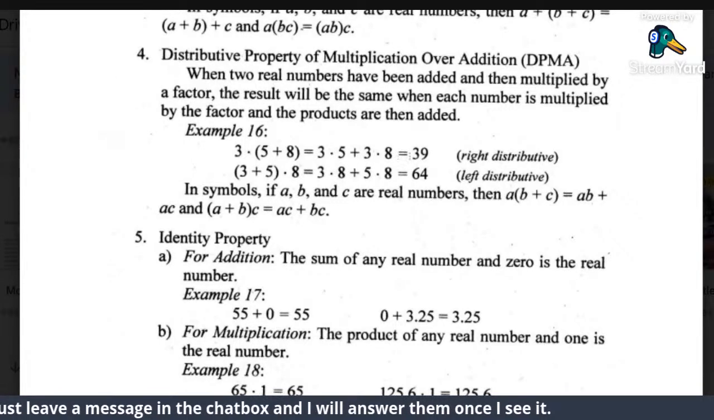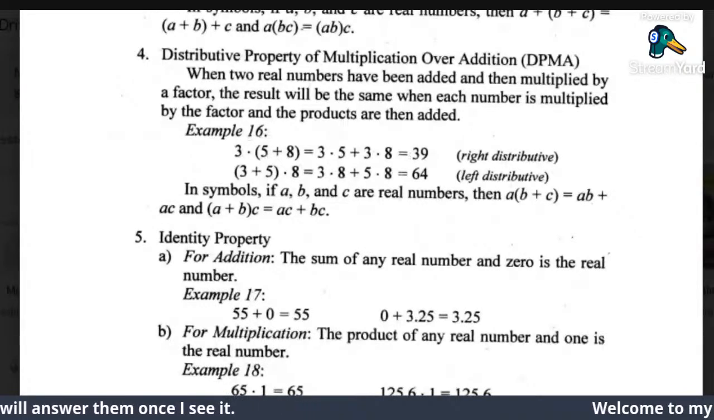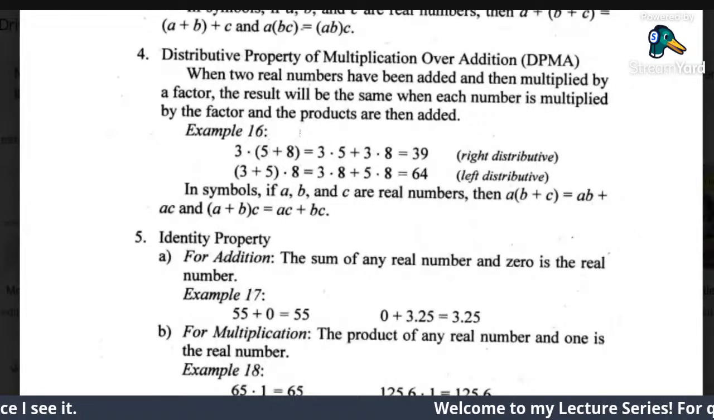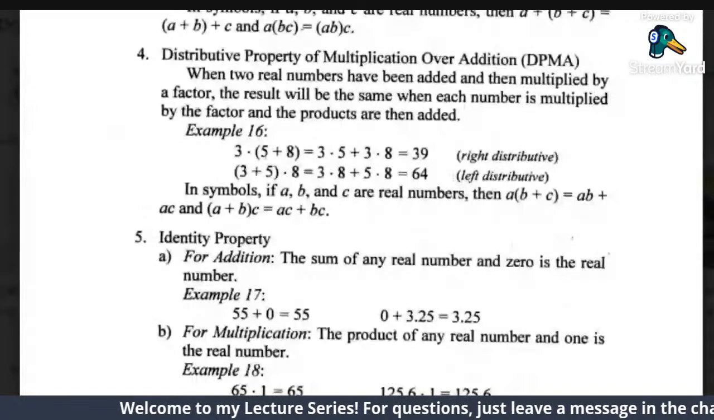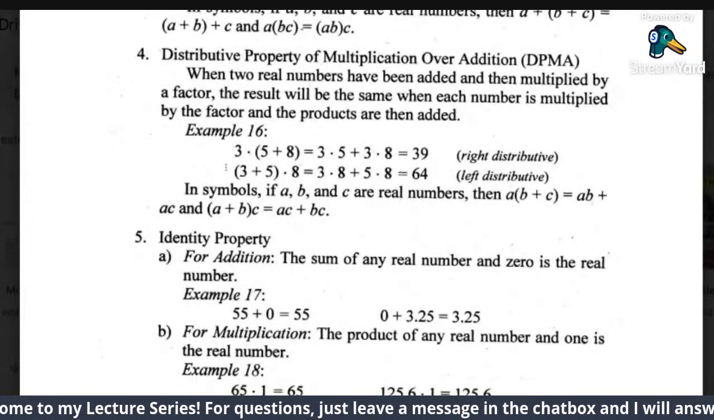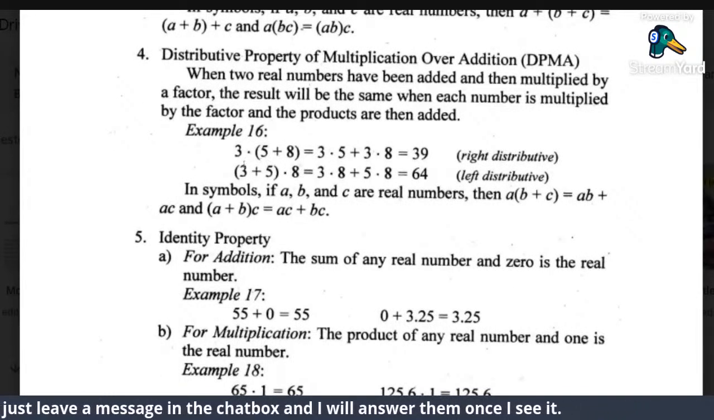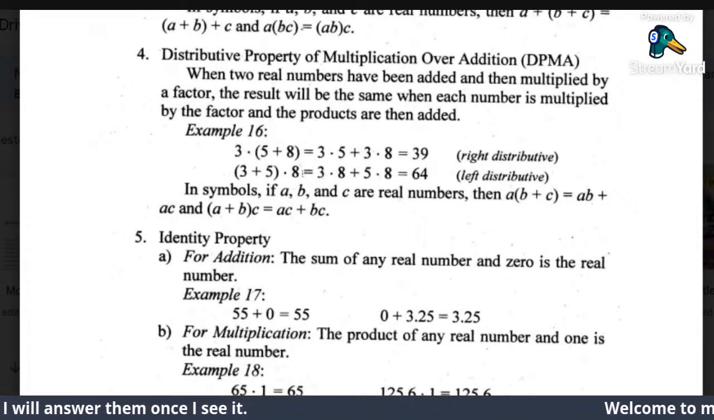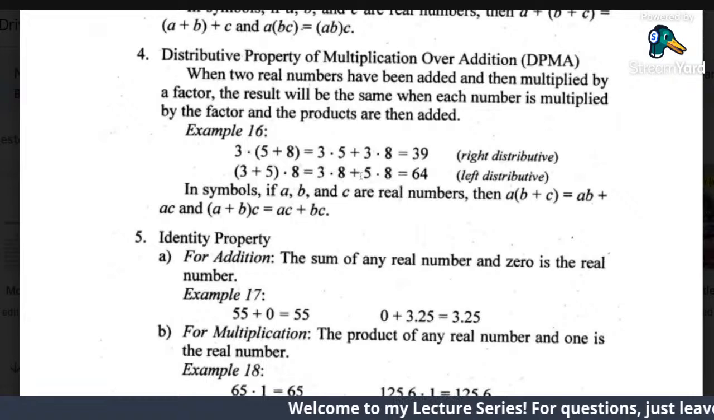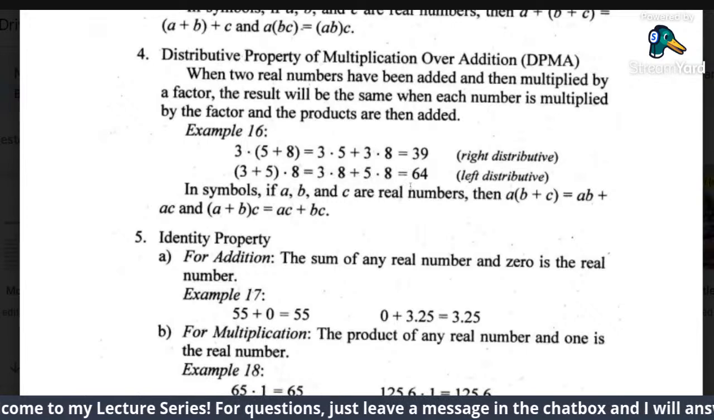39. We call this right distributive because the number here is being distributed to the right. For left distributive, we have the number being distributed to 3 plus 5. So let's try that again. The quantity 3 plus 5 times 8. So 8 will be distributed here times 3, then we have the addition sign plus 8 times 5, or 5 times 8. So we have 3 times 8 is 24, plus 5 times 8 is 40. If you add that, you will have 64.